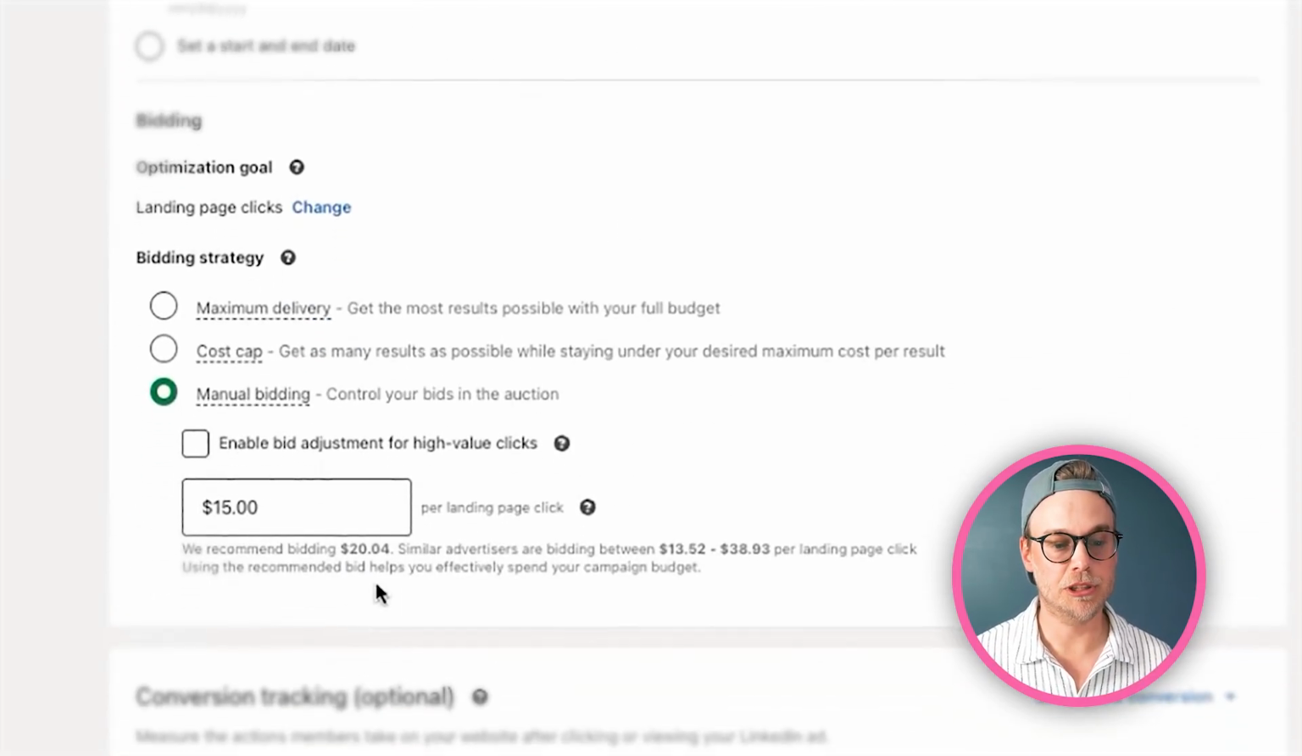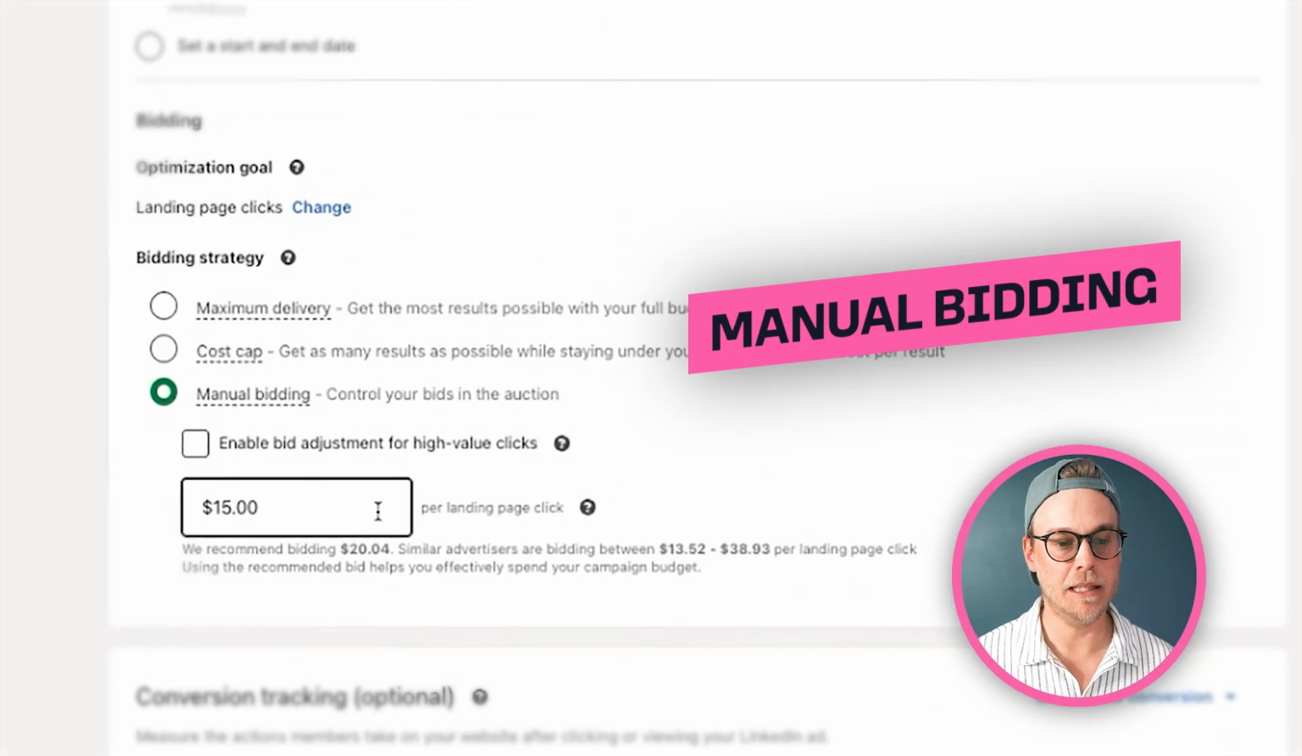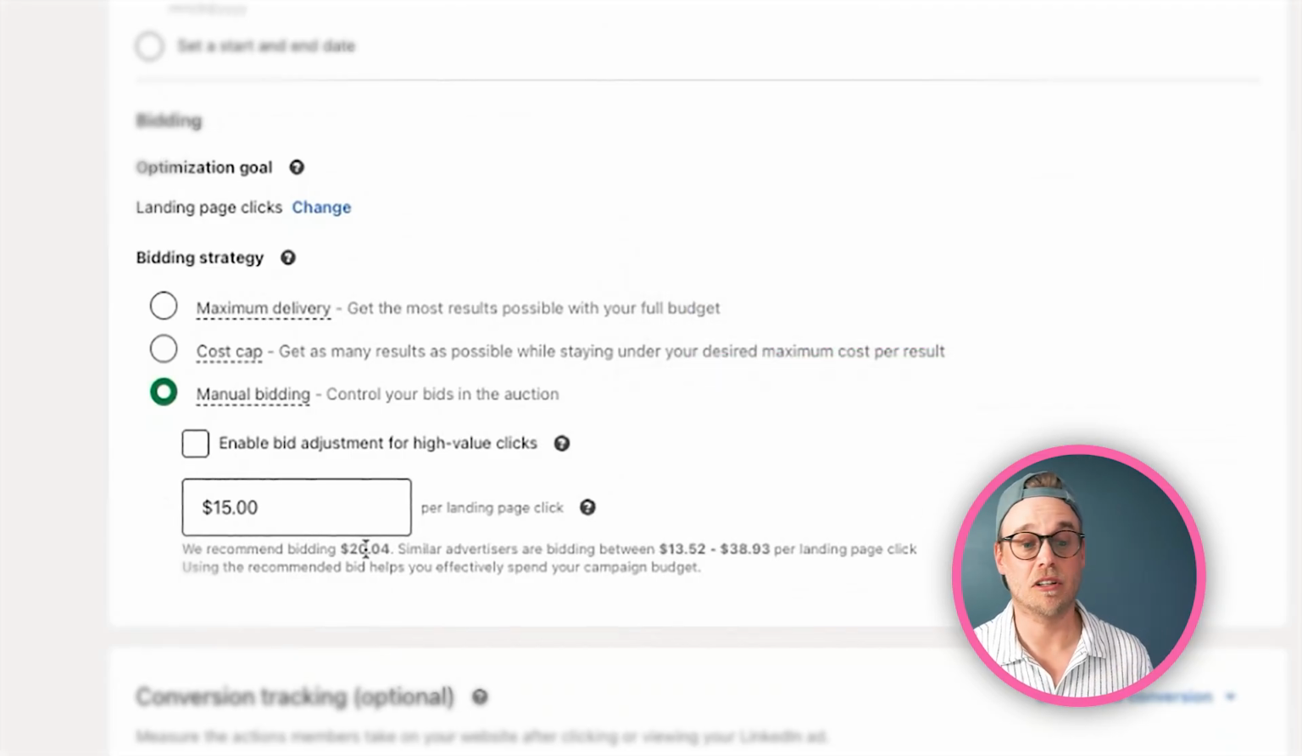We're of course using manual bidding. I typically start at 2/3 of the recommended bid, and then I just make sure that we're continuously spending our daily budget. And that's about it. It doesn't have to be harder than that with cold targeting.